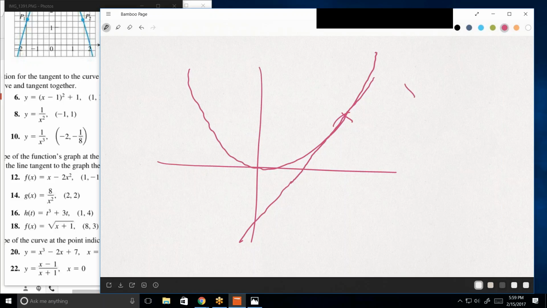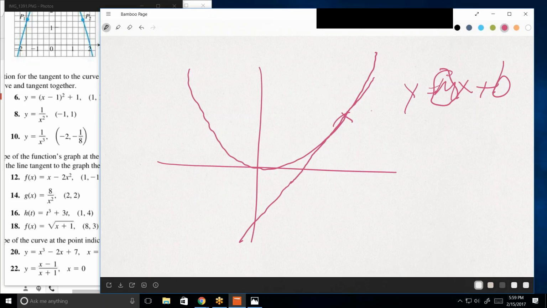Start with y equals mx plus b. And that m is the slope that you would get of that tangent line. And then you have to solve for b by putting in the point that they tell you it goes through before you can come up with the entire equation of the tangent line.